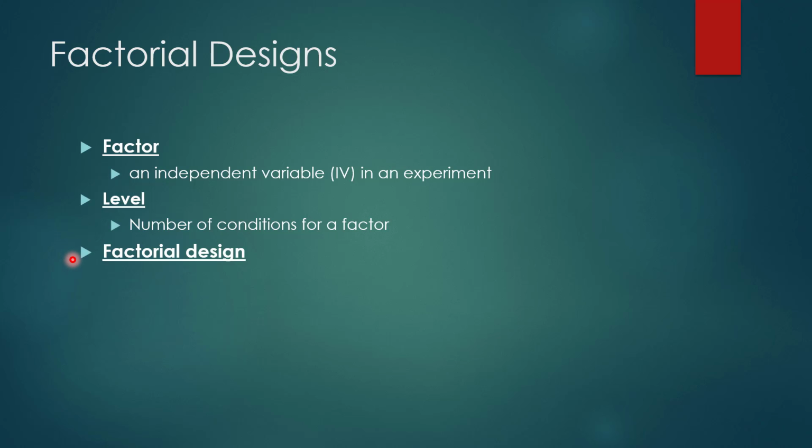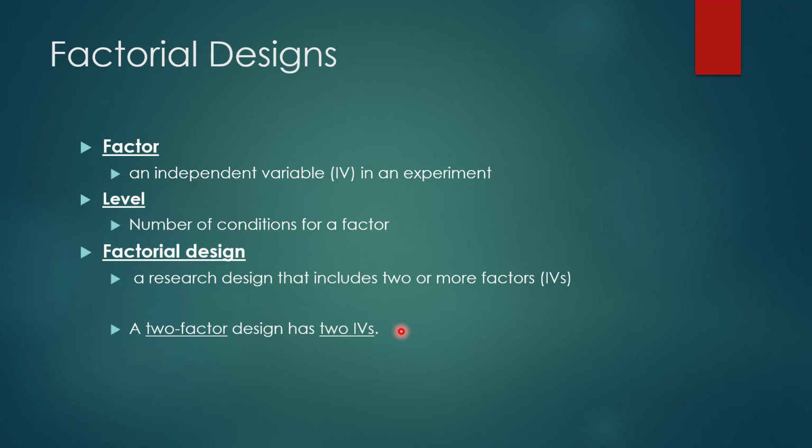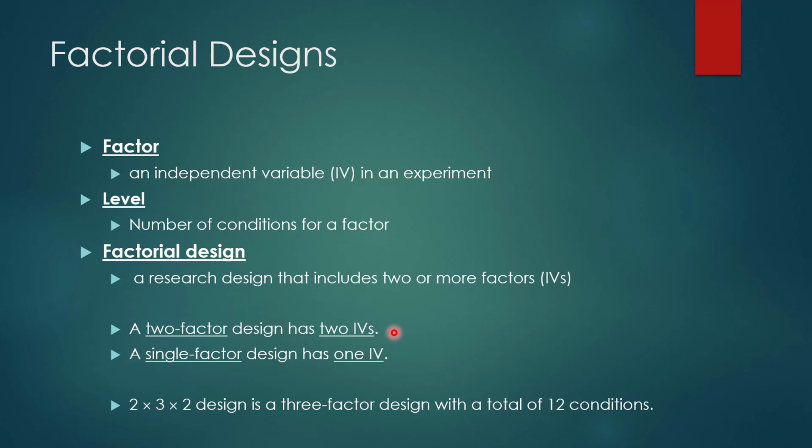And a factorial design is a research design that includes two or more factors. So a two-factor design has two independent variables. A single-factor design has one independent variable. Now, a single-factor design is what we did in the previous chapter when we did our independent measures ANOVA. That was a single-factor analysis of variance for between subjects designs. In this chapter, we're going to talk about two-factor designs and a factorial ANOVA.